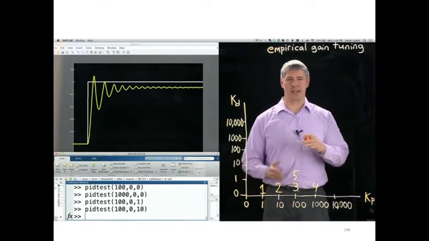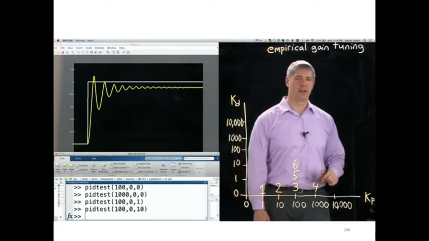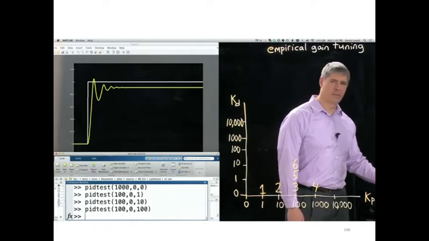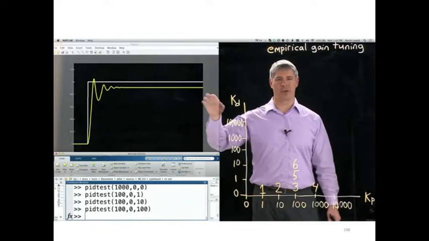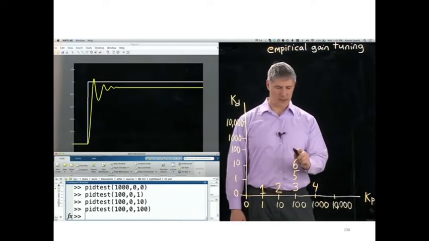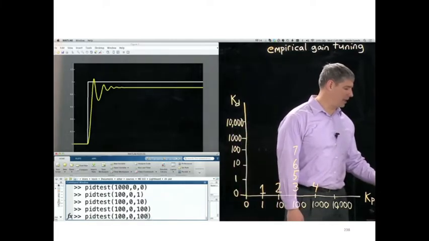You can see it damps out a little bit, but still not very much. We're getting a lot of oscillation and overshoot. Let's increase by another factor of 10. Okay, now we're starting to see more damping, still oscillating a little bit. So that's up here. Let's try increasing the damping by another factor of 10.